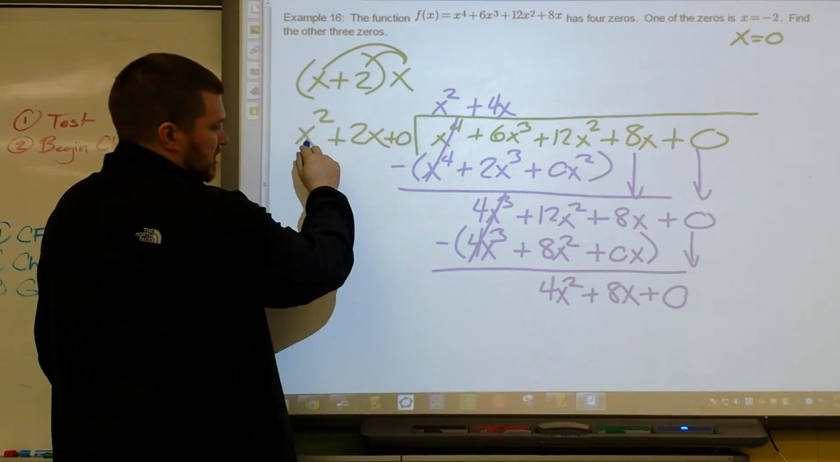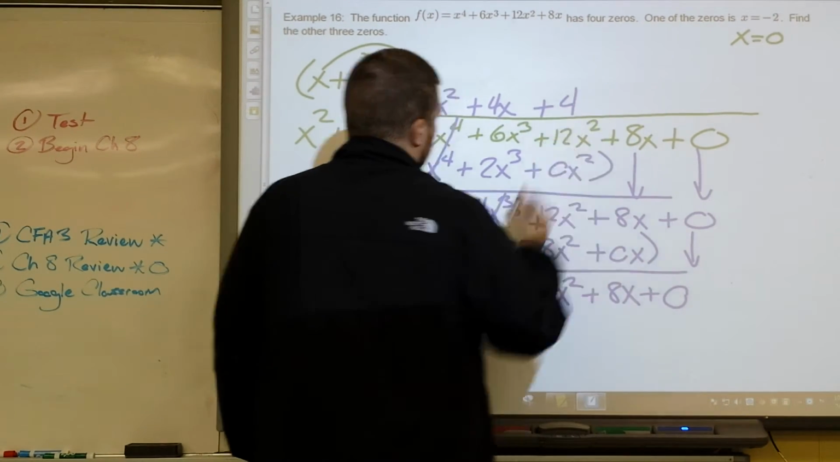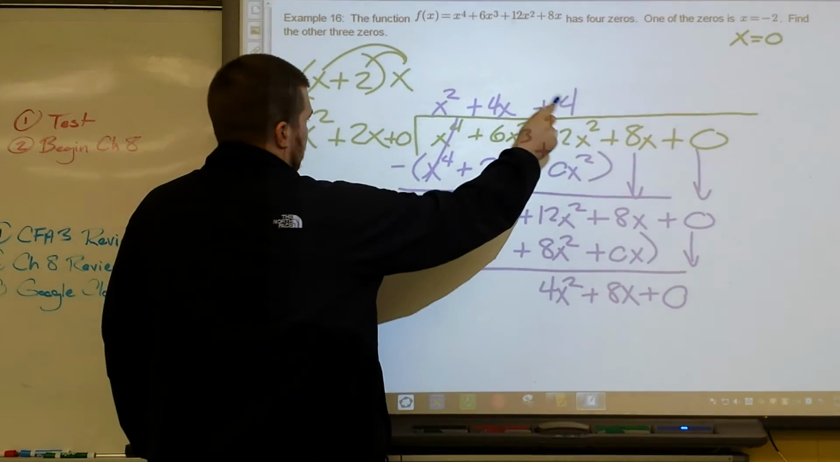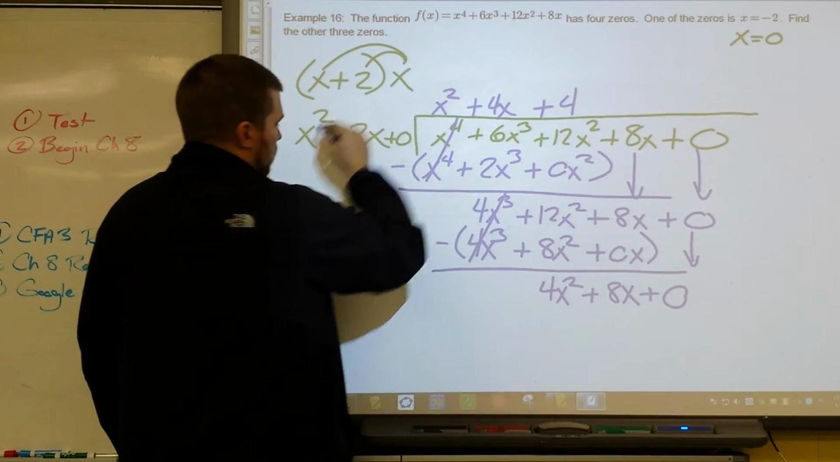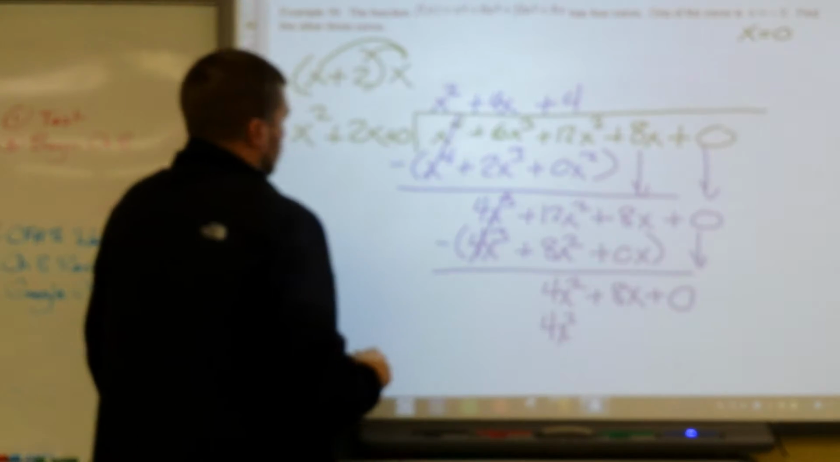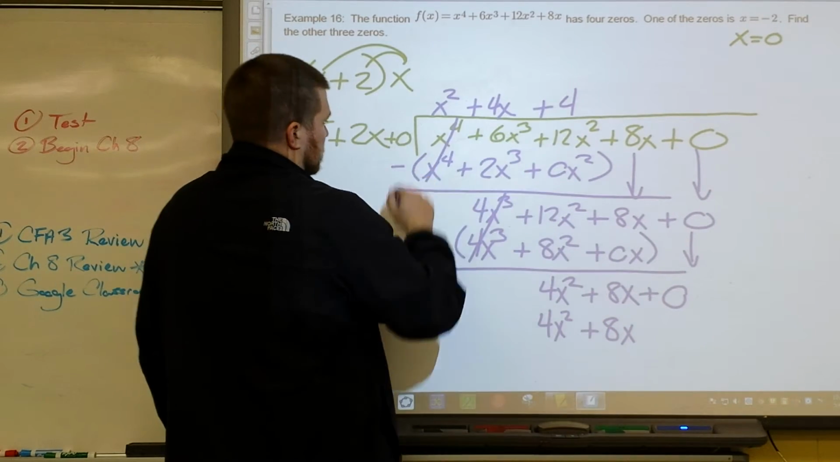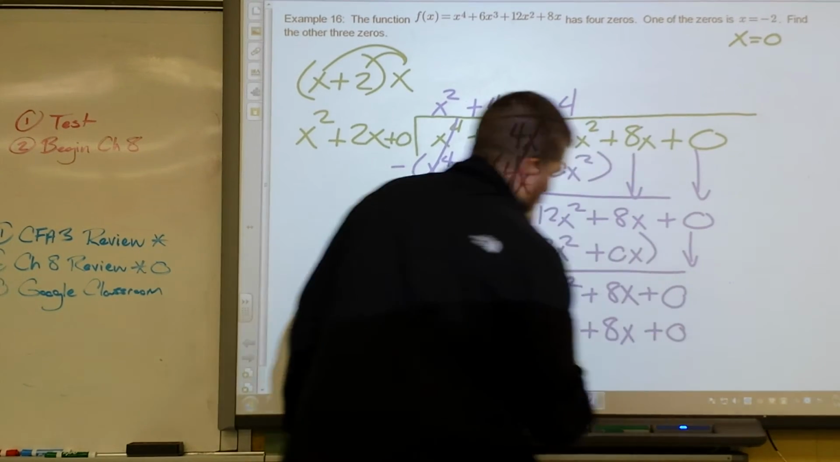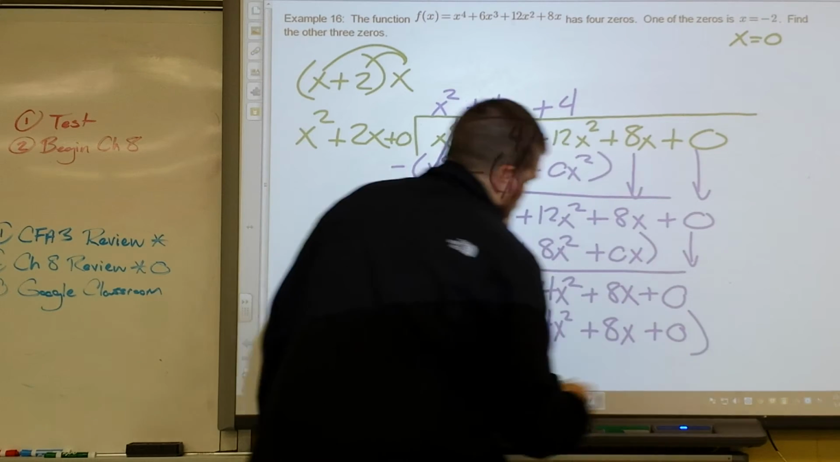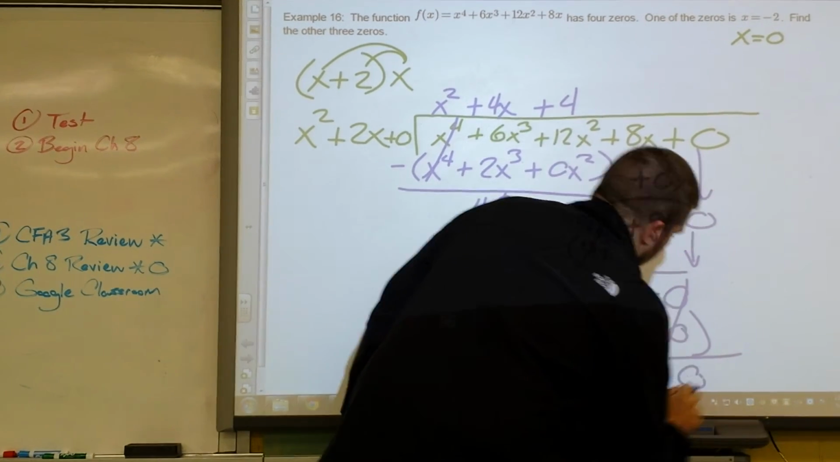Now I'm looking for how many times x squared will go into 4x squared. It'll go in 4 times. And now I'm going to start multiplying. So 4 times x squared is 4x squared. 4 times 2x is 8x. And 4 times 0 is 0. Now I start subtracting. And what's going to happen in this particular problem is everything's going to cancel out. So I have a remainder of 0.